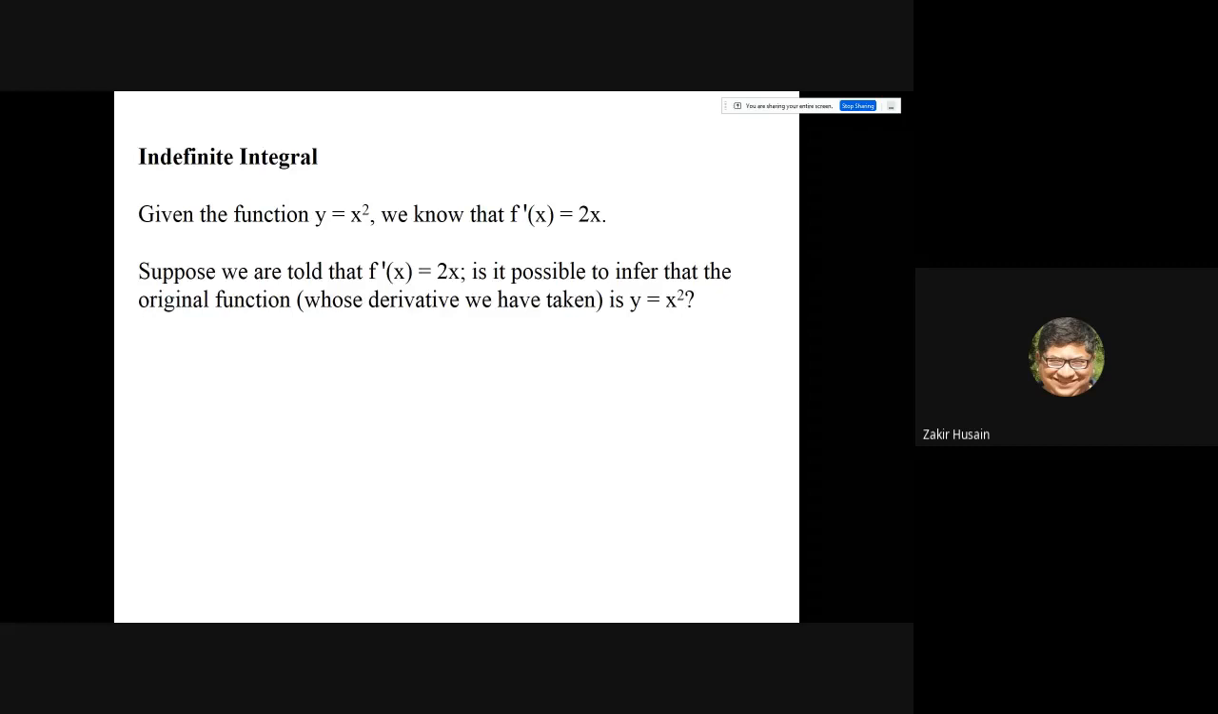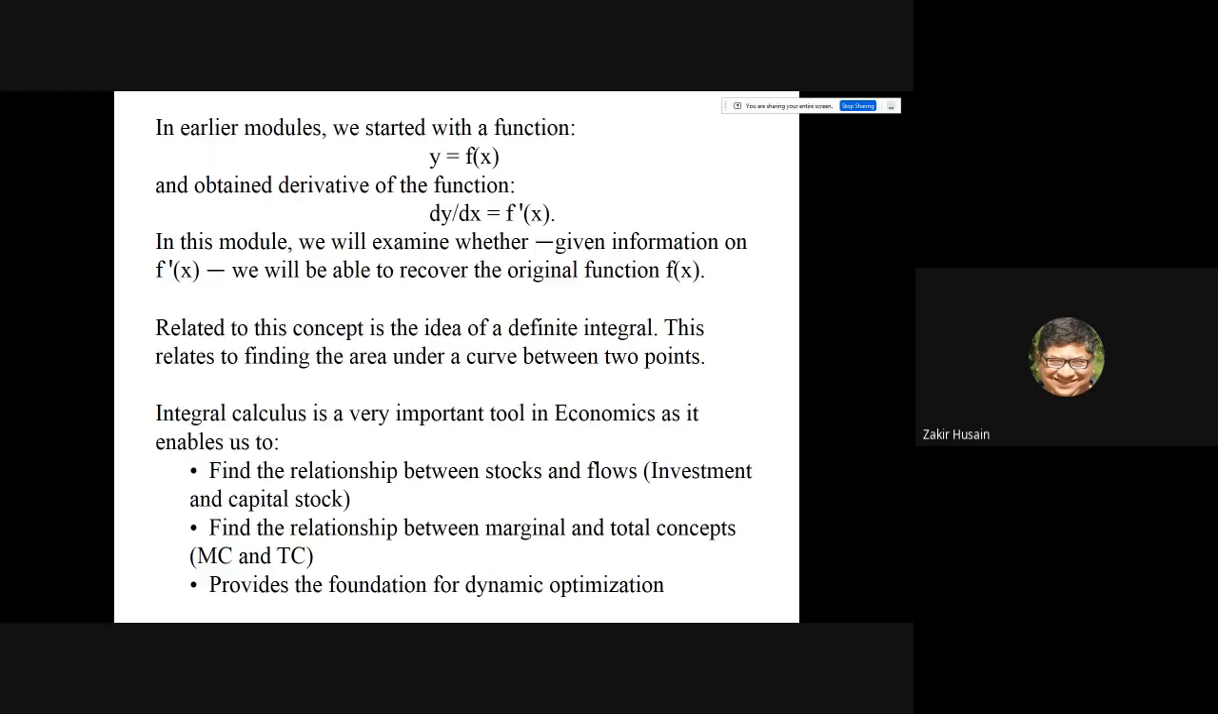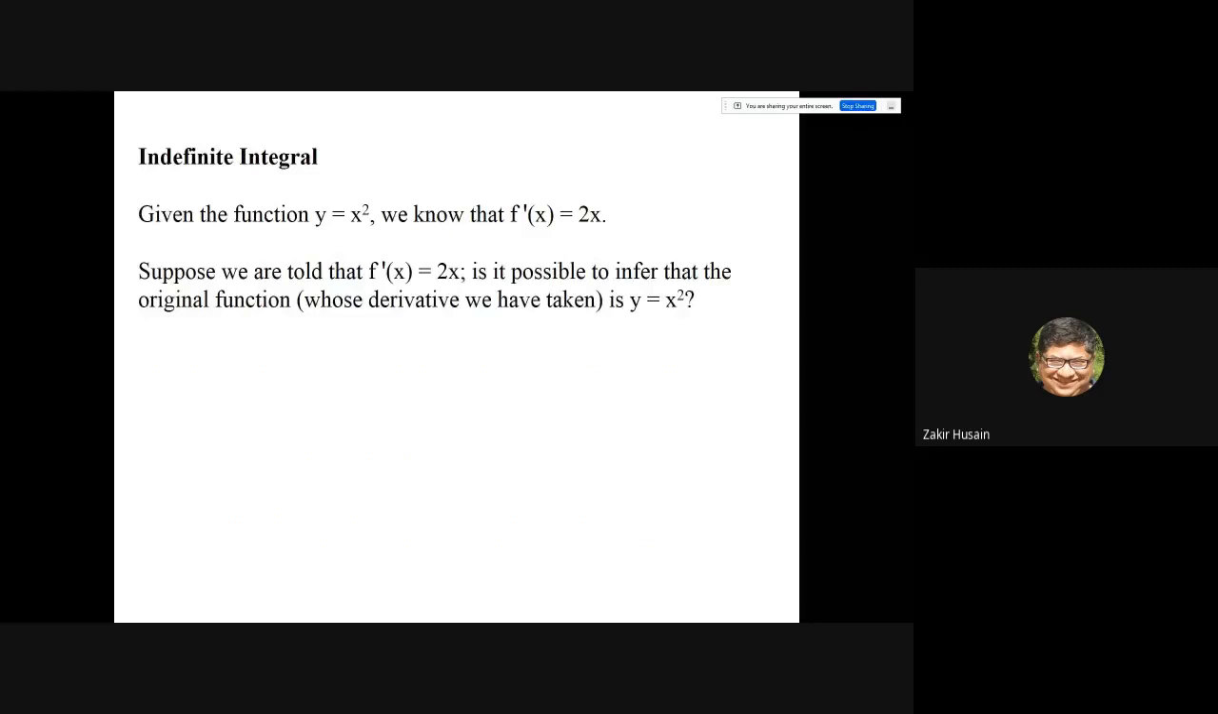Now, as I've said, one important concept is the definite integral, but right now we are going to start off with what is called the indefinite integral. Here, the problem is, as I've told you, how to obtain the original function. So we are given y equal to x square, and we know that the derivative is 2x. But suppose we are told the opposite. We are just told that f' is equal to 2x. Can we infer what is the original function whose derivative is 2x? So can we find out the original function which is y equal to x square?